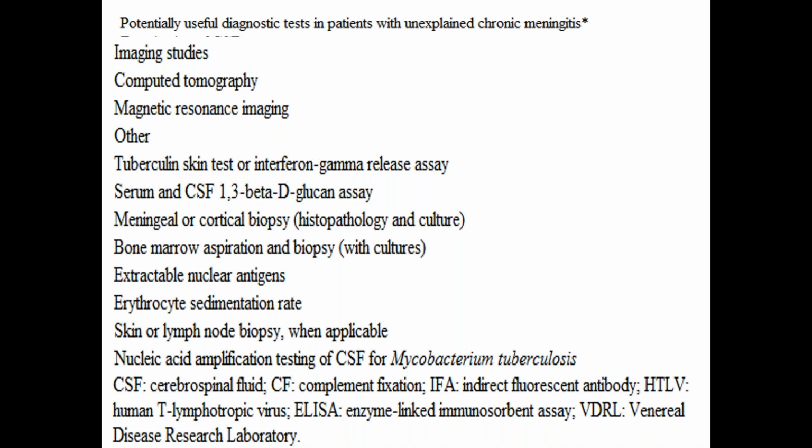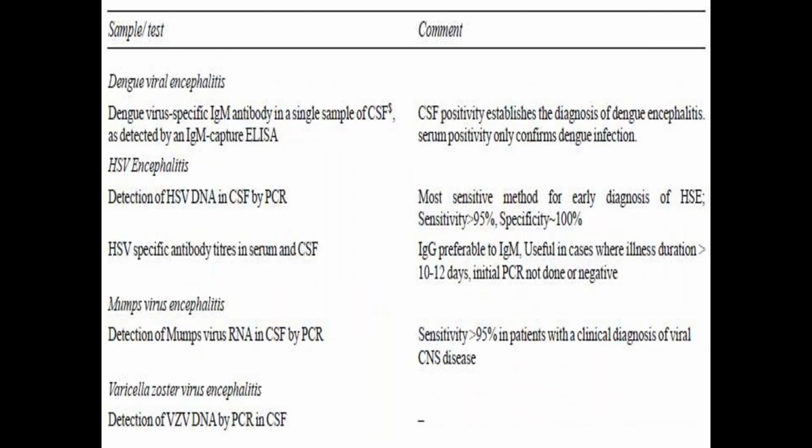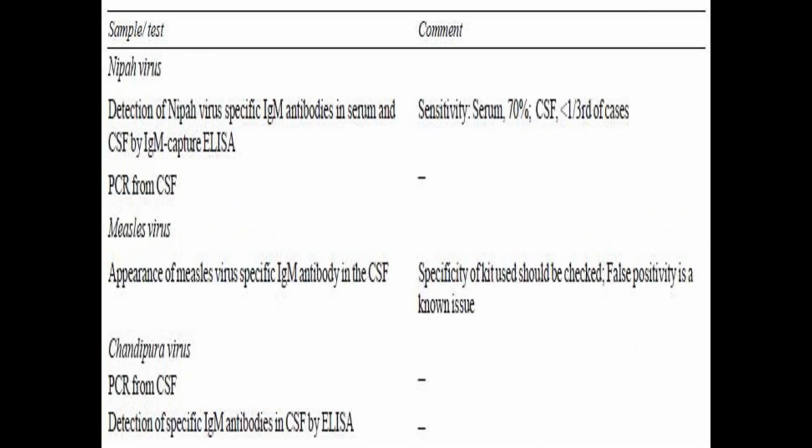Then we can do other things. Like for TB, there can be other signs, such as lymphadenopathy, so we can take a lymph node biopsy. Fine. And then there can be specific tests. Like for Japanese encephalitis, we can do IgM antibody. For enterovirus, we can detect by RT-PCR. For dengue, again, we can do an IgM antibody. So mostly it's antibody mediated tests in the viral etiology.